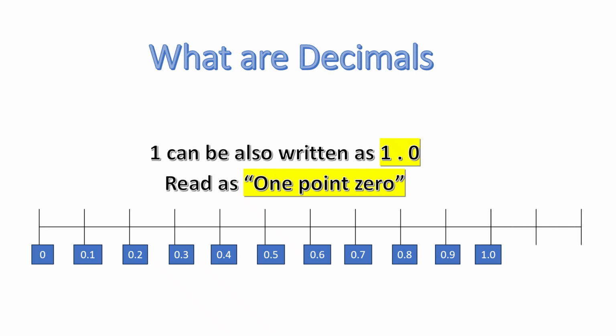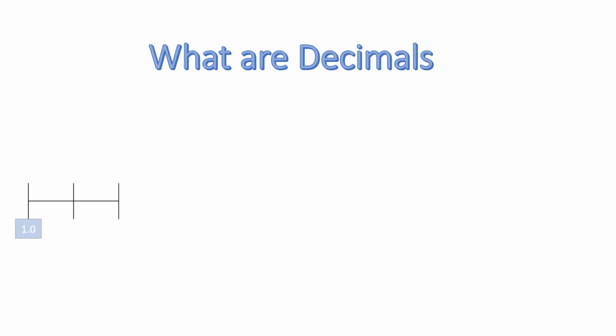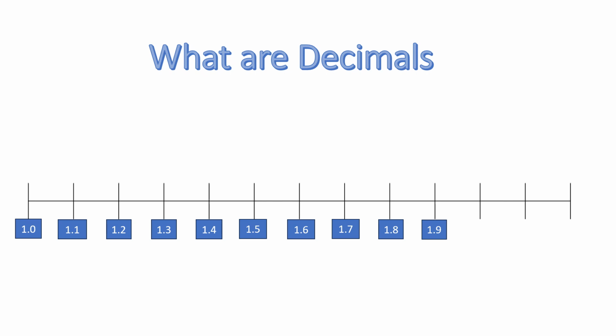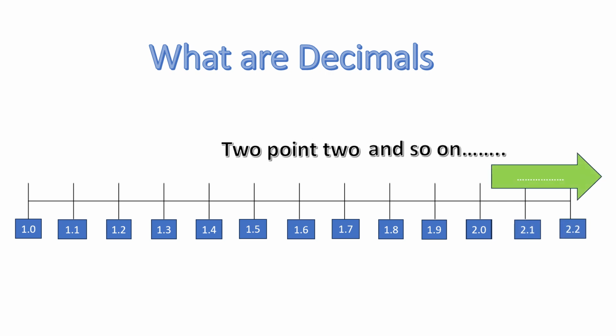If we stretch the line further, then after 1.0, or rather we can say after 1, we will have 1.1, 1.2 and so on. 1.0, 1.1, 1.2, let's stretch it more, 1.3, 1.4, 1.5, 1.6, 1.7, 1.8, 1.9. Can you say what will come after this? Okay, so 2 comes after 1.9 and 2 can also be written as 2.0. After that, 2.1, 2.2 and so on.